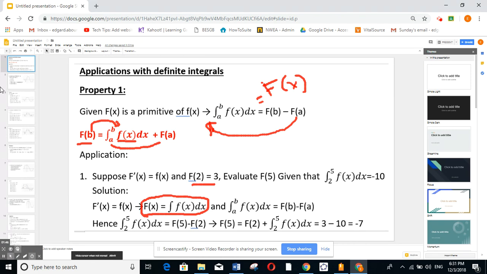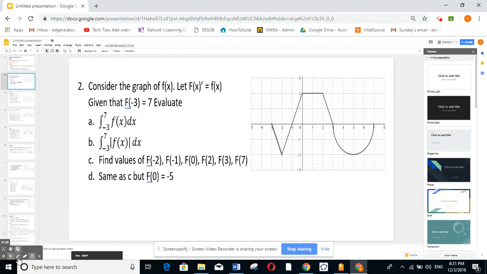Another example, a graphical one. In this example, given the graph of f of x, this is small f of x, given big F prime of x equals f of x. What does it mean? It means the integral of small f of x dx equals the primitive, which is big F of x. They gave us a particular case, big F of minus 3 equal to 7, not small f of minus 3. Small f is the curve. I want the primitive, so suppose the primitive is 7 at minus 3. I want to evaluate first of all these. So let me start with the integral from minus 3 till 7 of f of x.